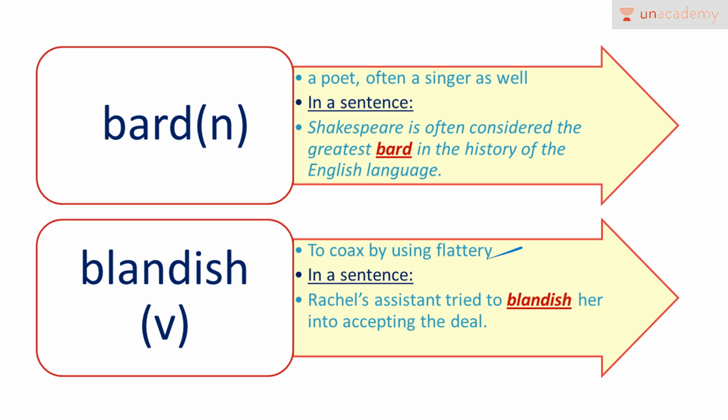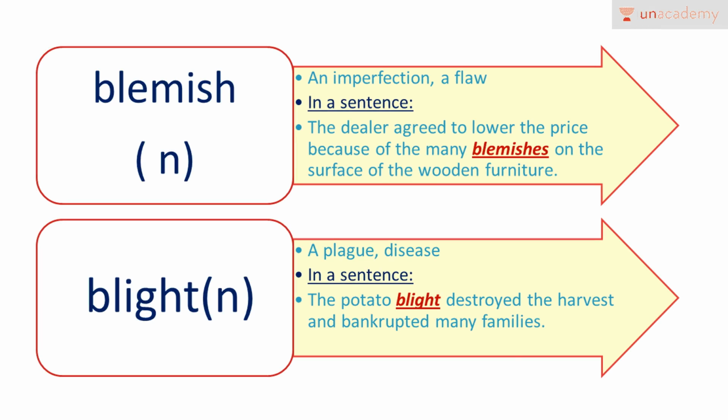In a definition it would read, to coax by using flattery. So in a sentence it will read, Rachel's assistant tried to blandish her into accepting the deal. Next one, blemish, is a noun, which means an imperfection, a flaw. So, in a sentence, it will read, the dealer agreed to lower the price because of the many blemishes on the surface of the wooden furniture.